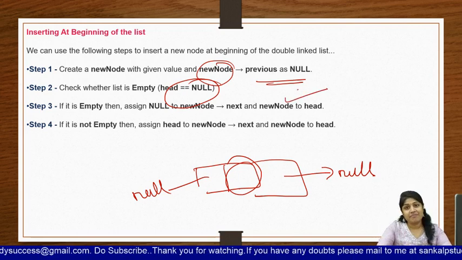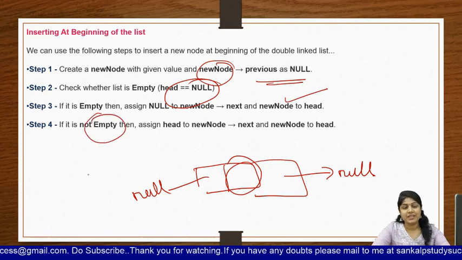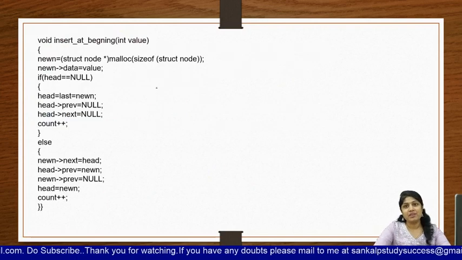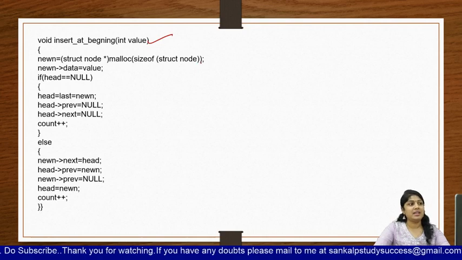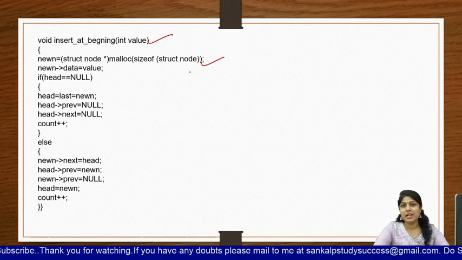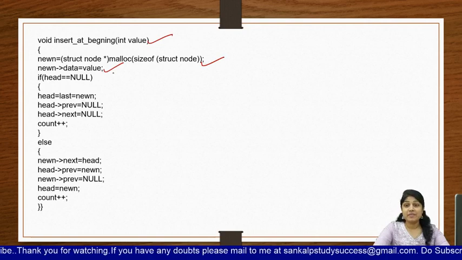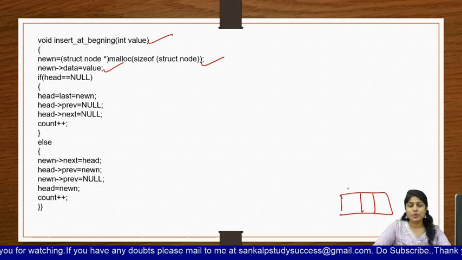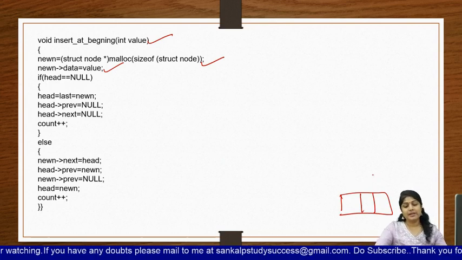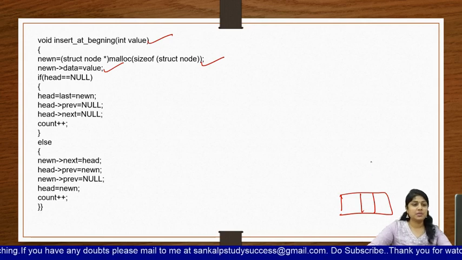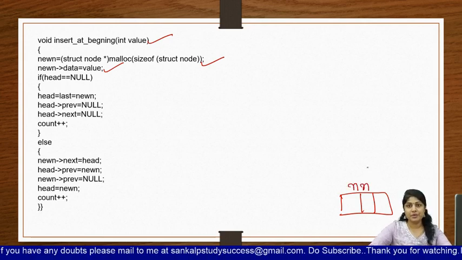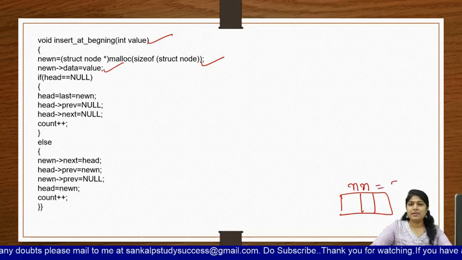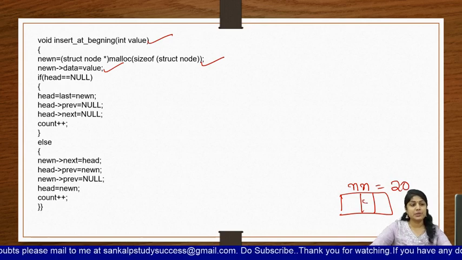If it is not empty, then what do we have to do? That means we have a list of elements. We'll see the code directly here. Insertion at beginning is my method name, and this is used to create a new node with the help of the malloc function, and I assign some value to the new node's data. Separately I create one new node, nn, which is nothing but new node here, and new node to data is equal to, for example, 20. I want to insert a 20 value.